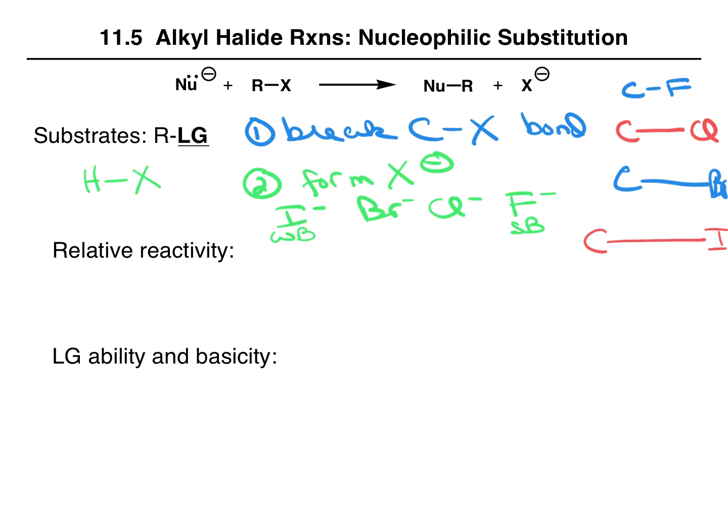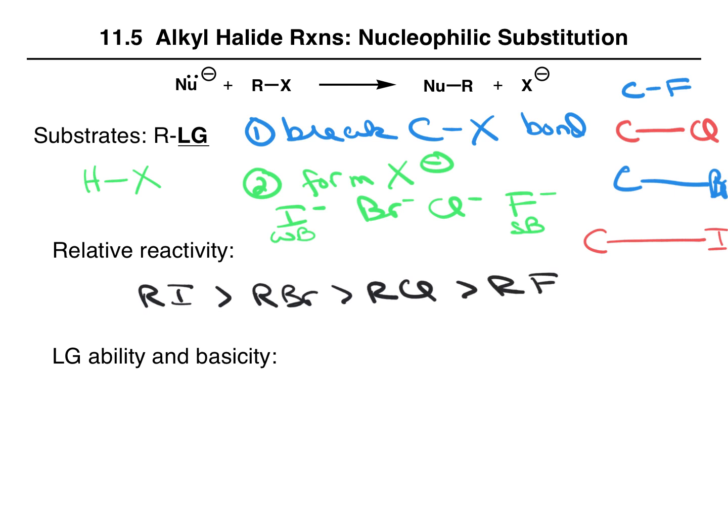In comparison, fluorine is going to be the strongest base, and so it is going to be the worst leaving group. So taking into consideration the ease of breaking the C-X bond and the relative stability of X minus once that bond is broken, when we're thinking about the different leaving groups, alkyl iodides are more reactive than alkyl bromides, which are more reactive than alkyl chlorides, which are more reactive than alkyl fluorides.